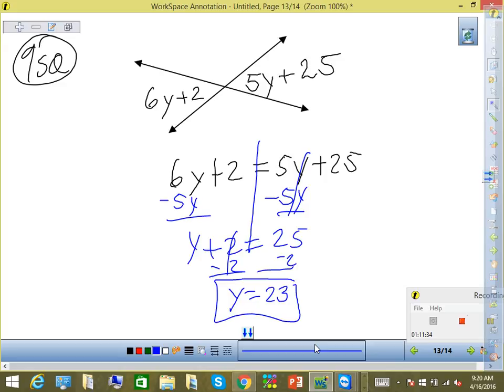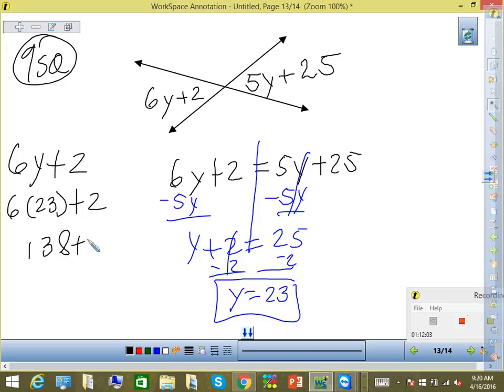So, are we done? No, we need to find the measurement of the angle. Which one did you guys use? This one or this one? This one? 6y plus 2, 6 times 23 plus 2. 138 plus 2, that's 140. So this angle right here, it's 140 degrees.